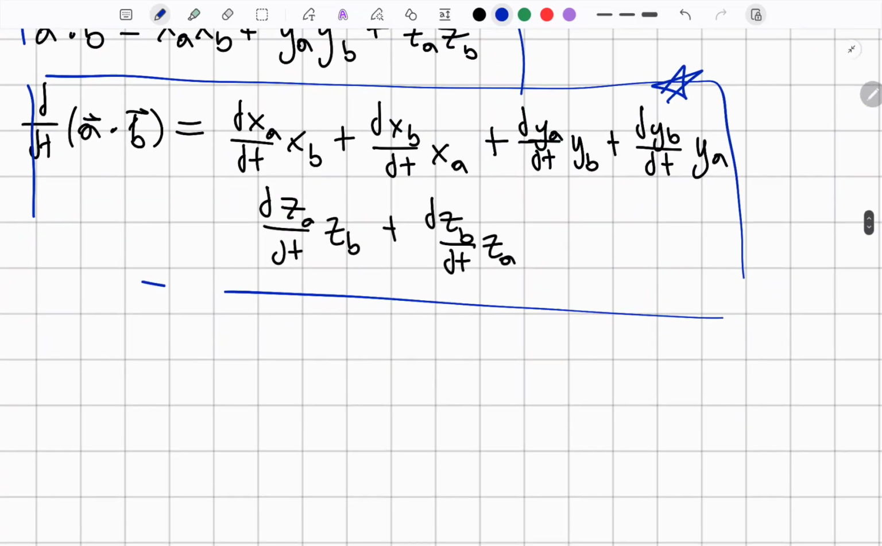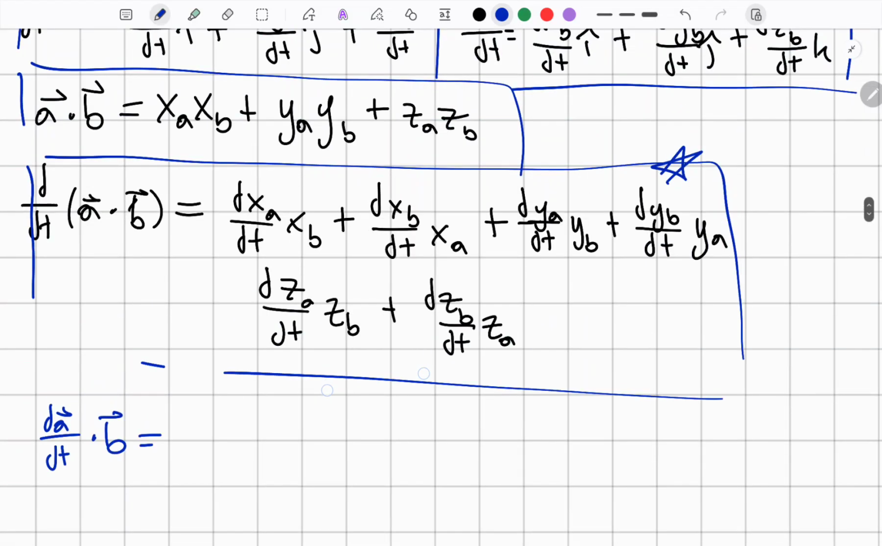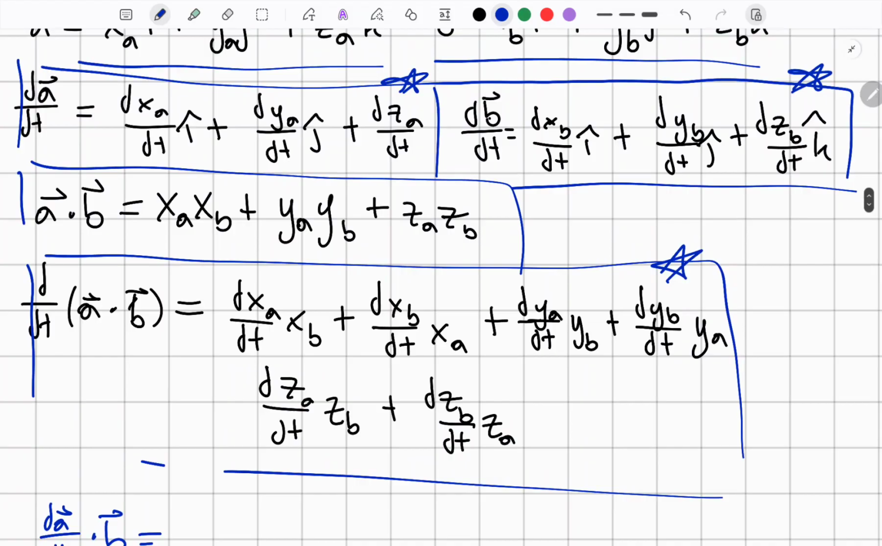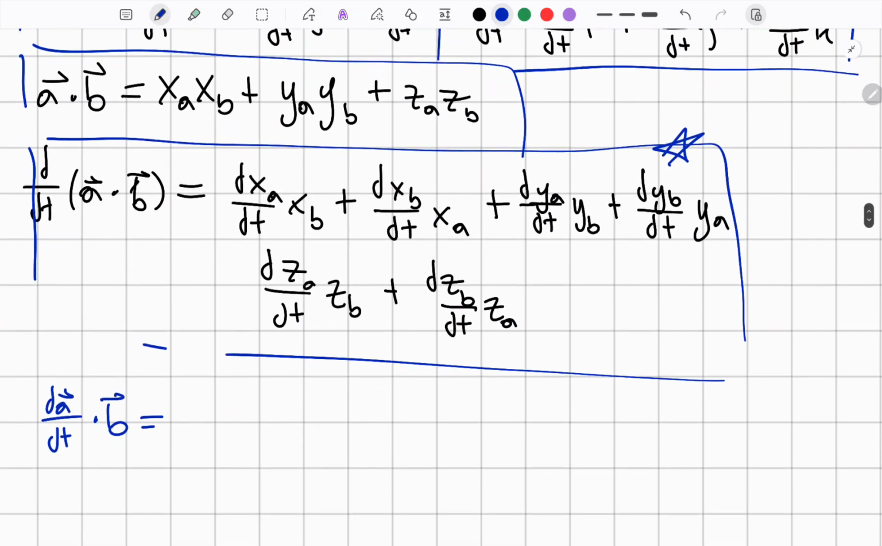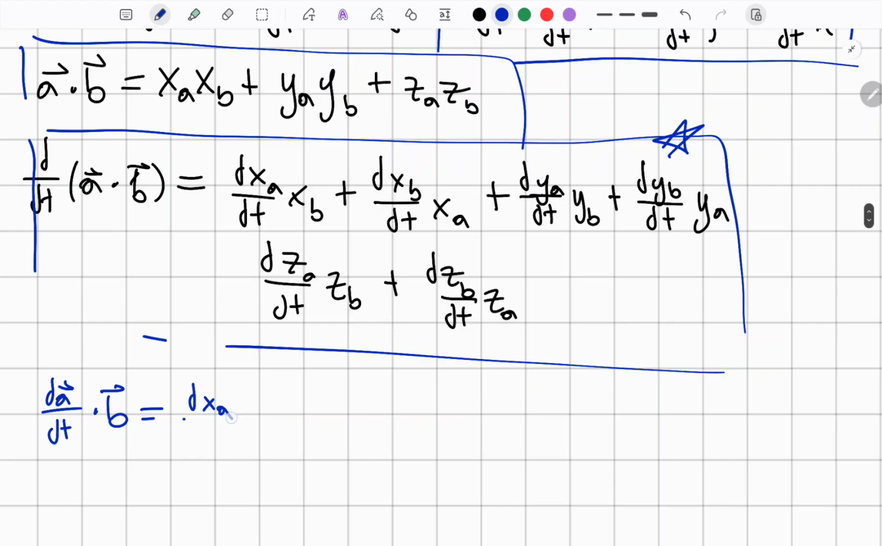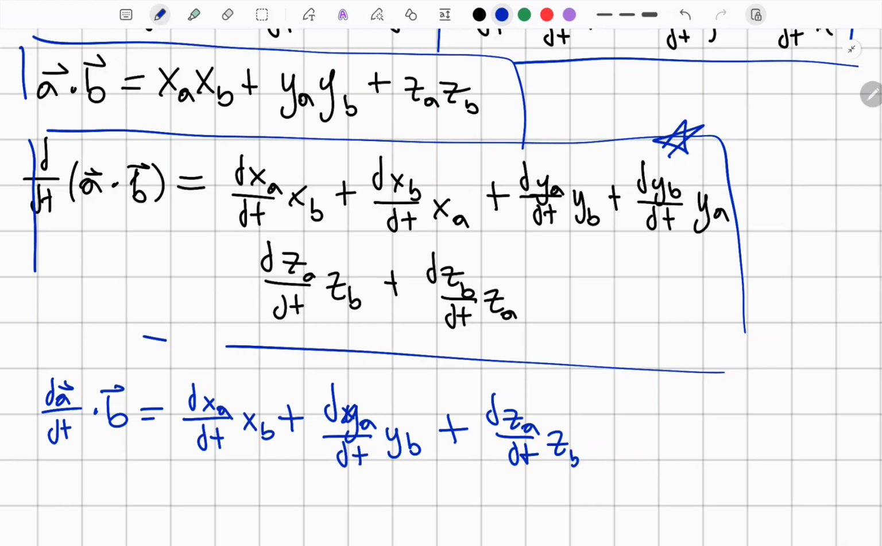So let's first do that. Let's do dA over dt dot B, and each of these, so that's going to be dxa over dt xb plus dya over dt yb plus dza over dt zb.